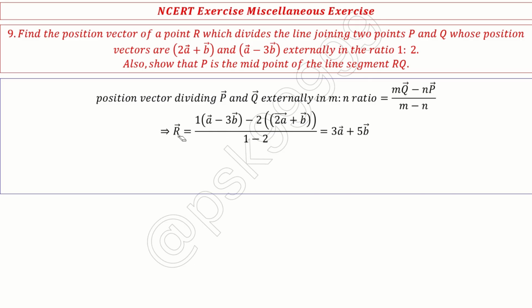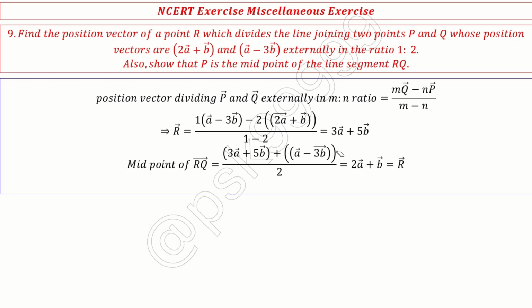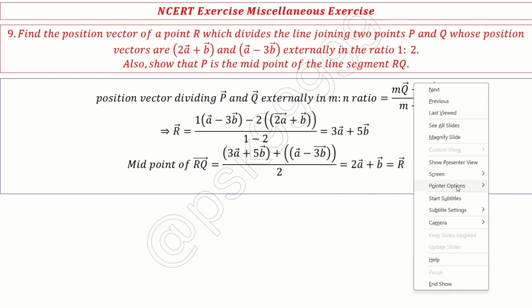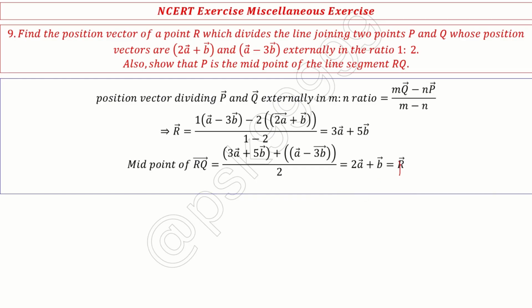Now you substitute the values. R bar equals 1 into (a minus 3b) minus 2 into (2a plus b), divided by 1 minus 2, which is equal to 3a minus 5b. This is R bar. Now which one is the midpoint of RQ? These two, right? You take this value, 2a plus b, sorry, this is P, not R. P is the midpoint of the line segment RQ.